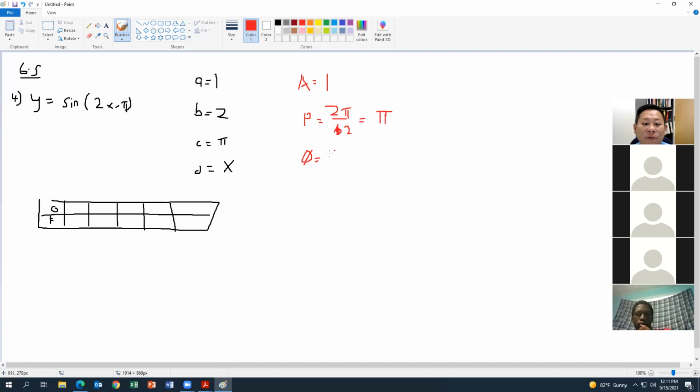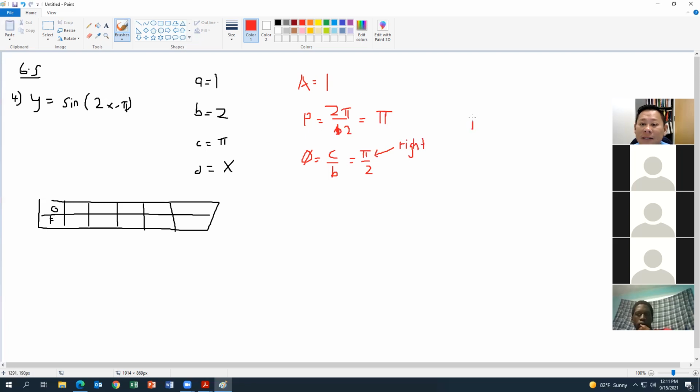And the phase shift formula is C over B. In this case, C is pi and B is 2, so your phase shift is pi over 2. And what does phase shift mean? If it's positive, it means you go to the right pi over 2.